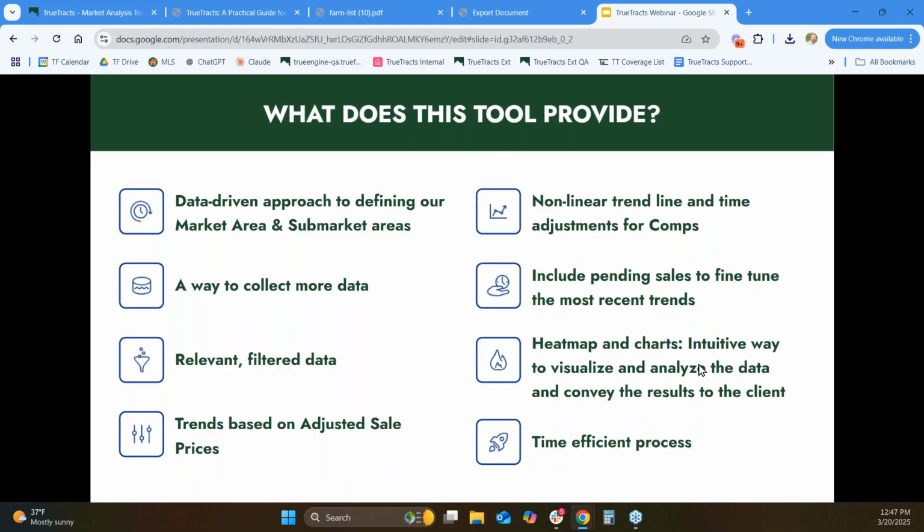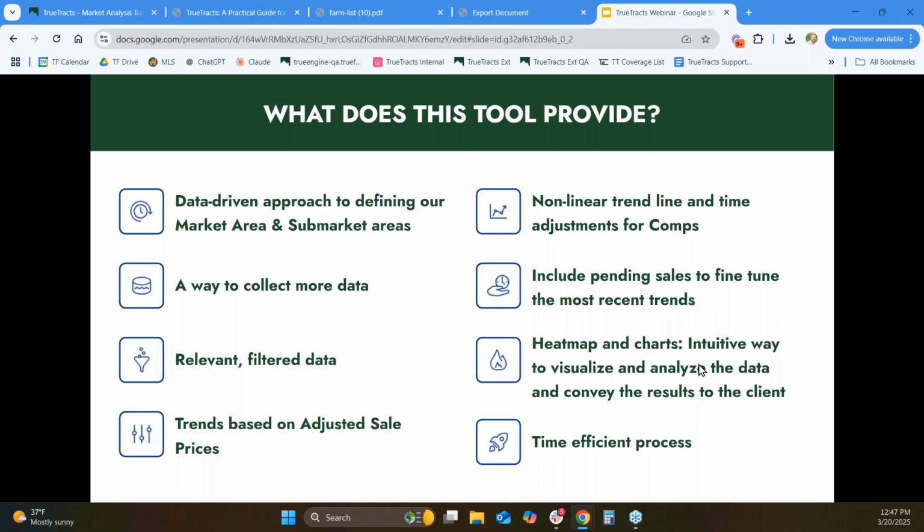So it's going to provide that data-driven approach to defining our market area and our submarket areas. Going to be able to collect more data, more relevant filtered data. You're going to get trends based on adjusted sale prices. You're going to get a nonlinear trend line when it's applicable. You're going to get your time adjustments for your comps. It includes pending sales to fine-tune the most recent trends. You're going to get a heat map and the charts.